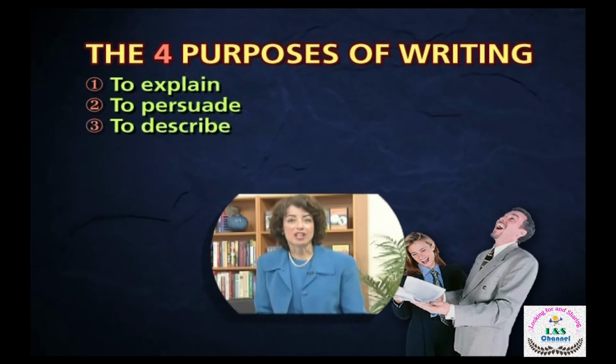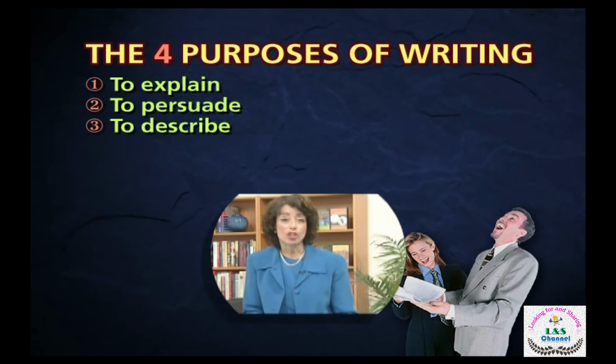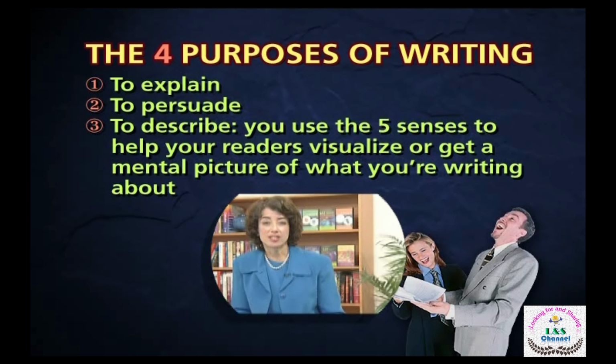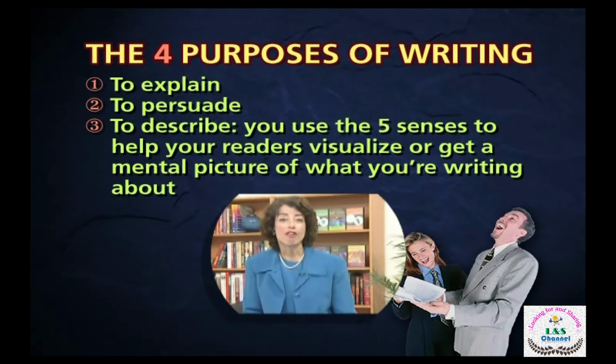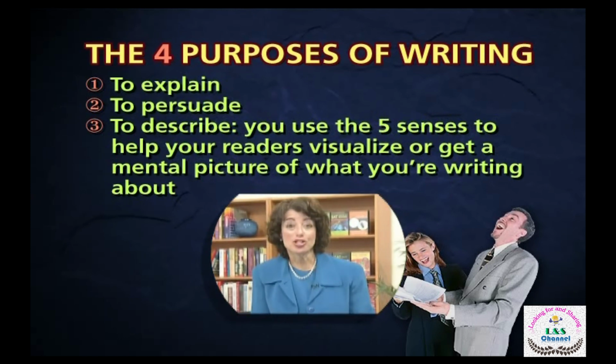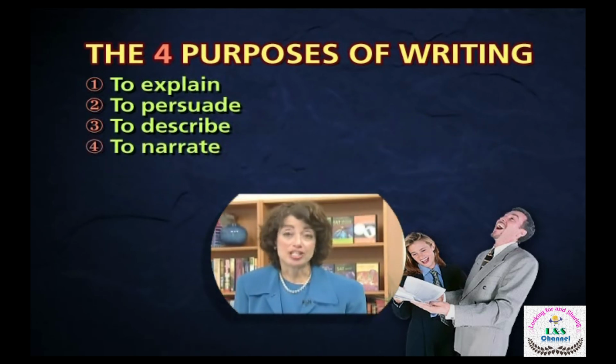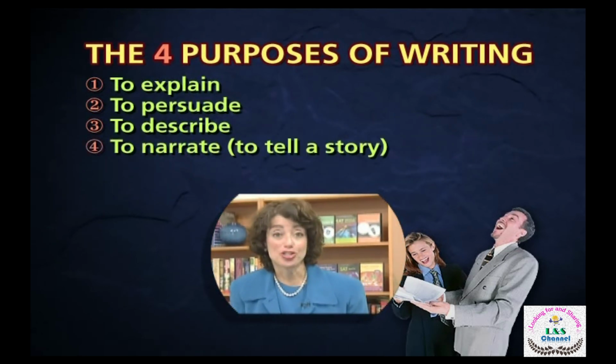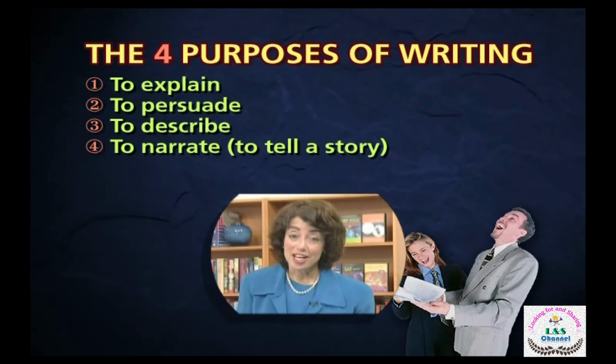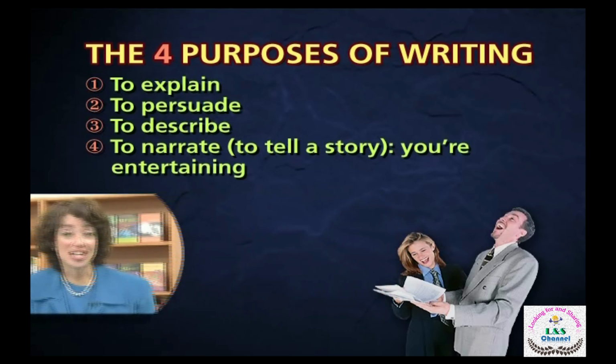Number 3, to describe. When you describe in writing, you use the 5 senses to help your readers visualize or get a mental picture of what it is you're writing about. And the 4th kind is to narrate or to tell a story. In this case, what you're doing is you're entertaining.